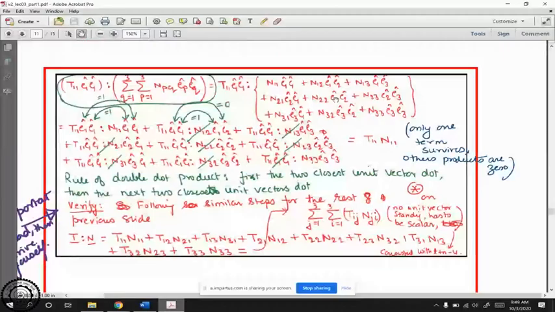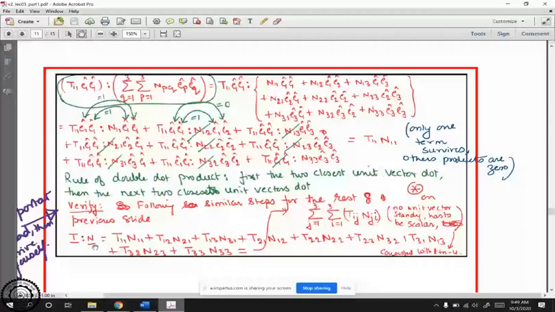And then what is the rule for the second order tensor? What is the rule for the double dot product of tensors? The rule of double dot product is that first the two closest unit vectors will dot. So the first dot product will be between the closest unit vectors, the one coming from the left and the one coming from the right, which are the closest neighbors. And once they have dotted and sacrificed themselves, then the two nearest neighbors will again dot. All right, this is the rule of double dot.